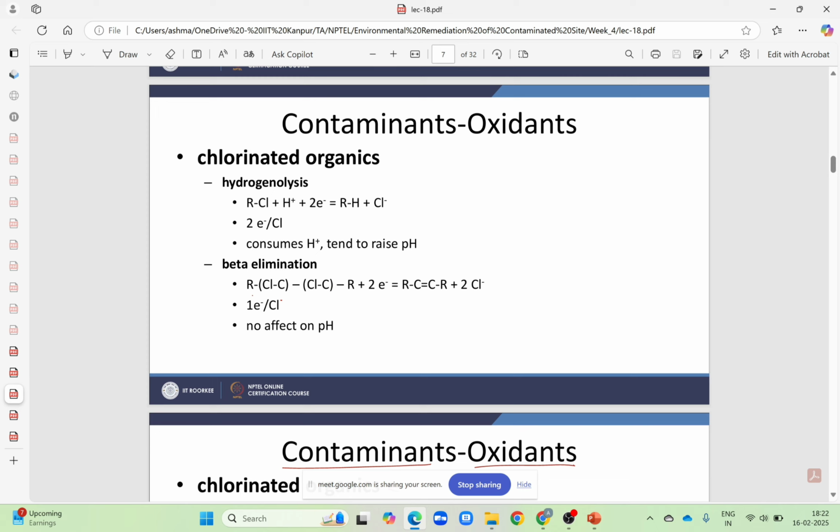The removal of contaminants can be due to various mechanisms. One such is reduction, where the contaminant will accept electrons, which is basically the reduction reaction, and if it is accepting electrons, it is getting converted to a reduced form. This reduced form is less harmful than the previous form.